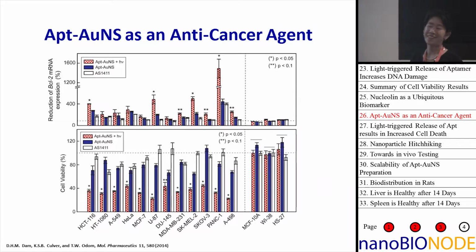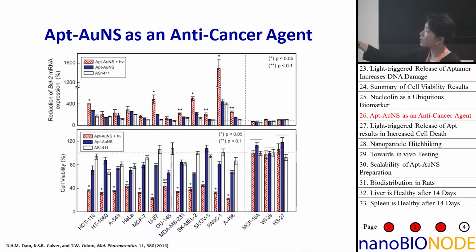This is sort of an academic dream, but it was still interesting to figure this out. So the first thing we did is we looked at downregulation of BCL2 mRNA using real-time PCR. And you can see that if you shine the light, this is the red hatched again, you have a very large reduction for almost all cell types. It tends to be largest in this pancreatic line, as well as some here in this ovarian.